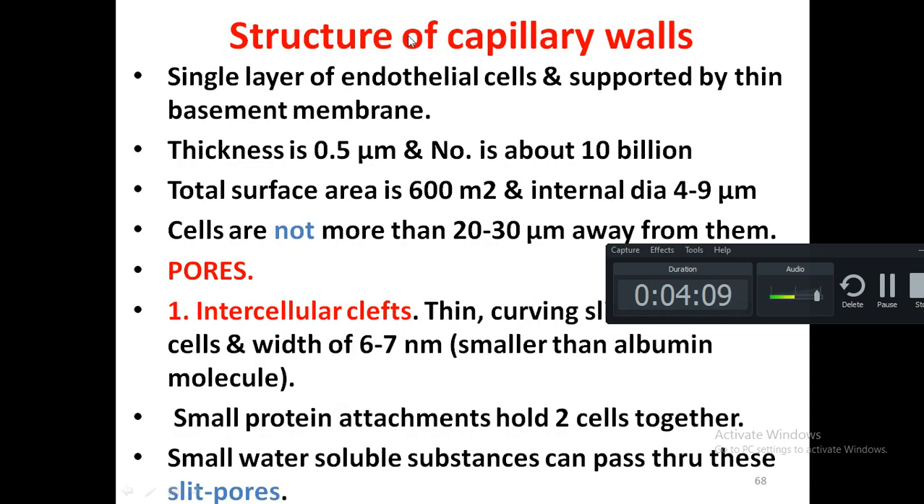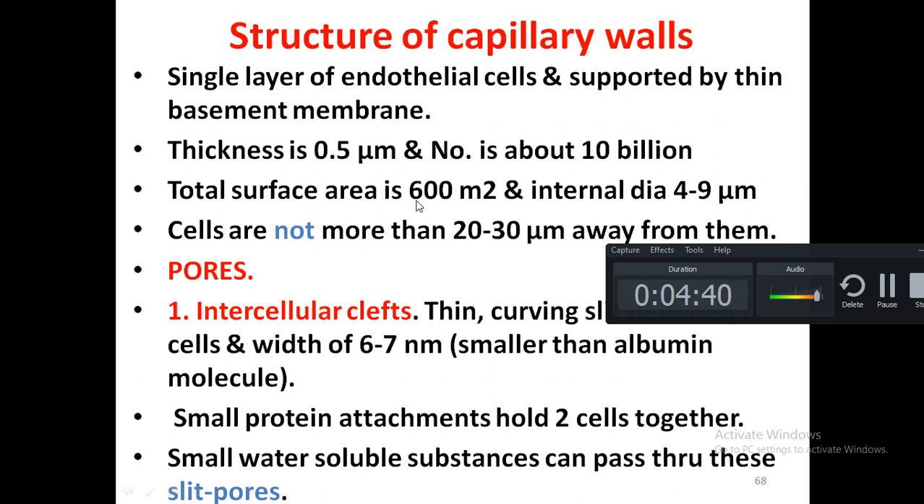Now the structure of the capillary walls. The structure of the capillary wall consists of only two types of tissues. One is the single layer of endothelial cells that lines the inner part of the capillaries, which is supported from outside by a very thin basement membrane. Its thickness is very small. It's about 0.5 micrometer thick, and the total number of capillaries in our body is about 10 billion.